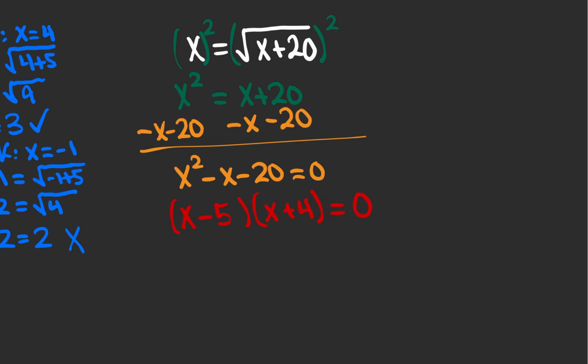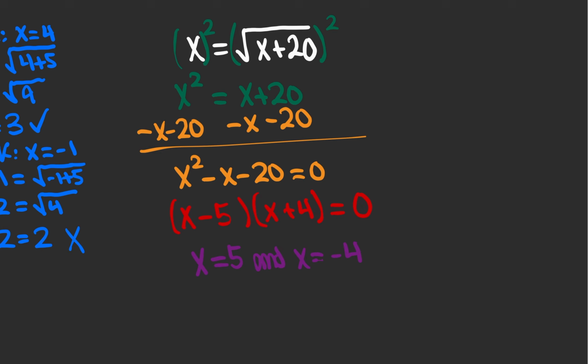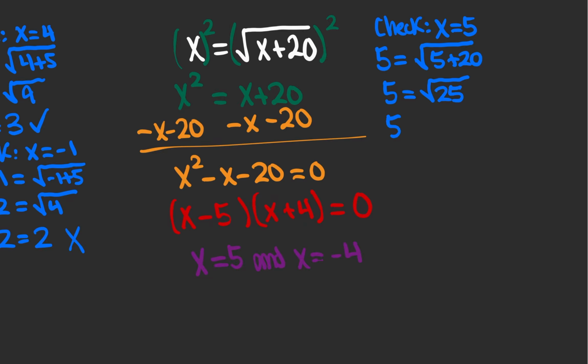From there, we then set the factors equal to 0. So we have x equals positive 5 and x is equal to negative 4. We then look for extraneous solutions by substituting them back into the original. So we're checking for x equals 5 first. We have 5 equals the square root of 5 plus 20. This will leave us with 5 on the left is equal to the square root of 25. And we know that the square root of positive 25 will give us 5. So this one checks out.